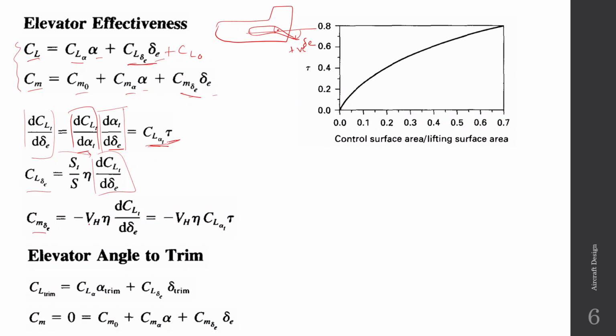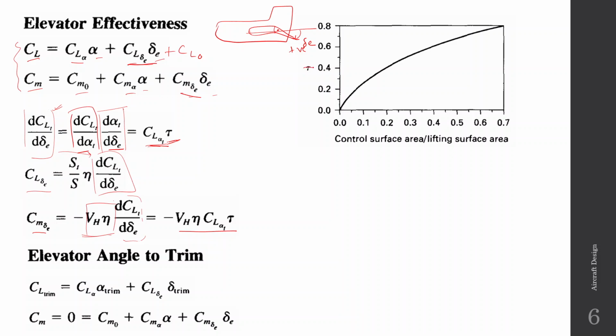Now coming to Cm delta E, it is kind of similar. We have these terms which take into effect the tail size and the tail distance. And then you have this dCLT by d delta E, which we have already calculated here. So we can substitute everything and we get Cm delta E as Vh eta CL alpha t into tau. Now let me discuss tau.